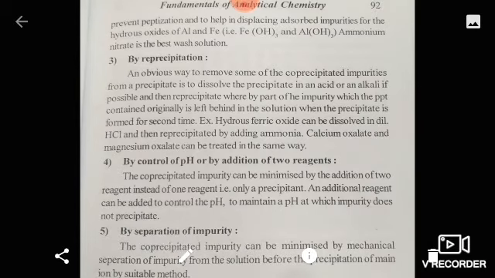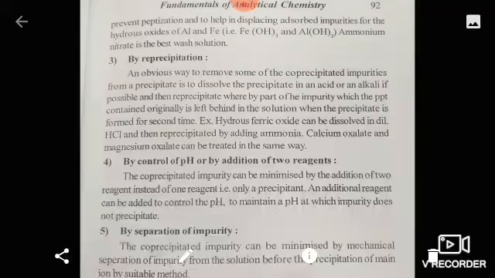Then the fifth type of method is by separation of the impurity. The co-precipitated impurity can be minimized by mechanical separation of impurity from the solution before the precipitation of the main ion by a suitable method. So this is the mechanical method. We can separate the precipitate by means of filtering or by any physical means.